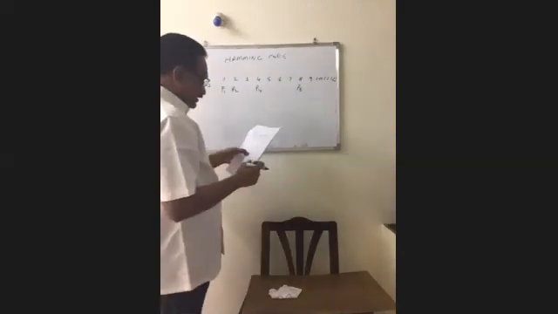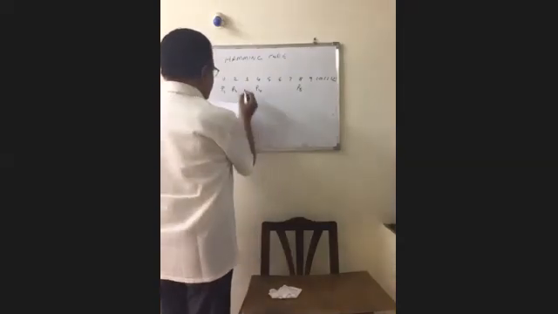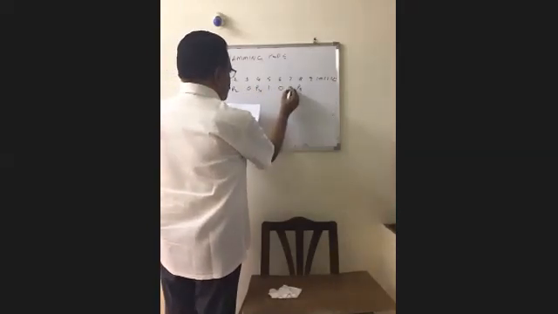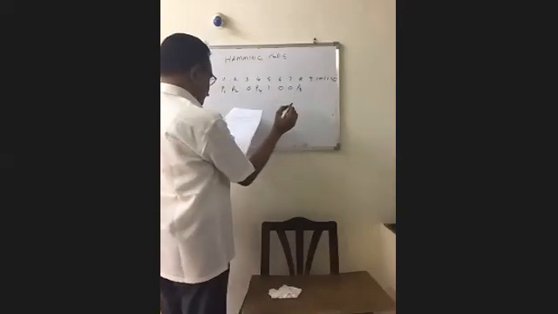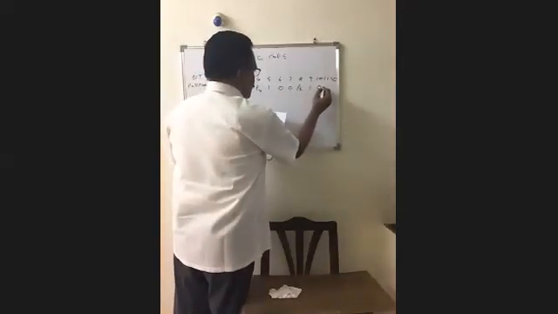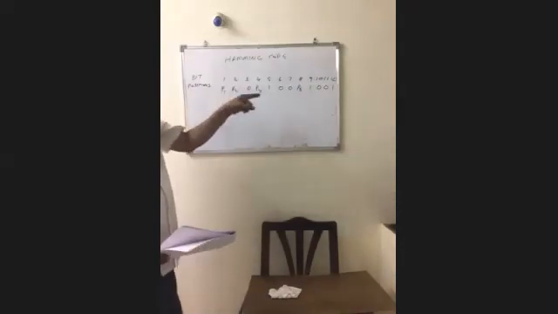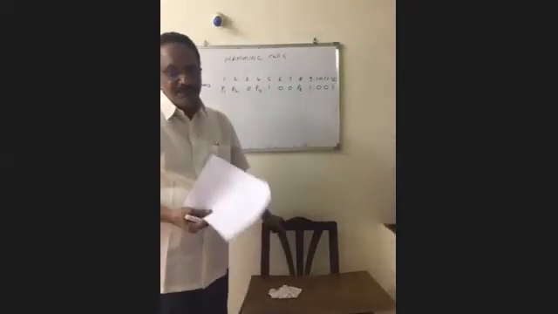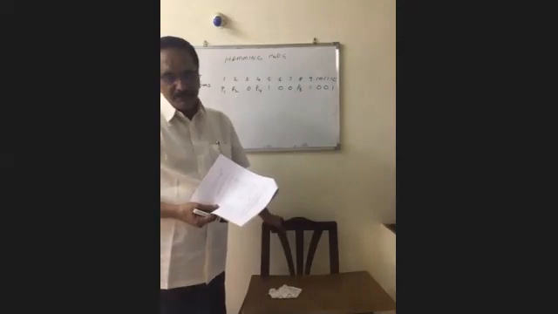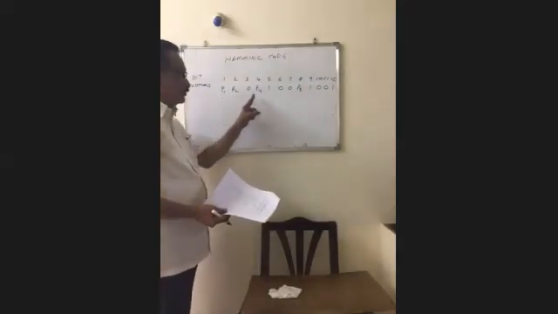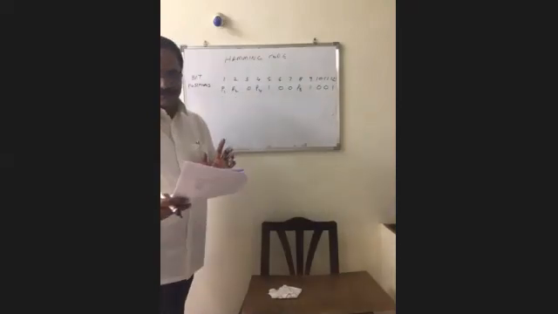Say in the given problem, the data bits are 0, 1, 0, 0, 1, 0, 0, 1. So for that data, we have to generate a Hamming code. That means we have to find out the parity bits P1, P2, P4, and P8.